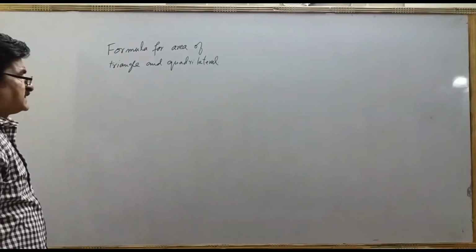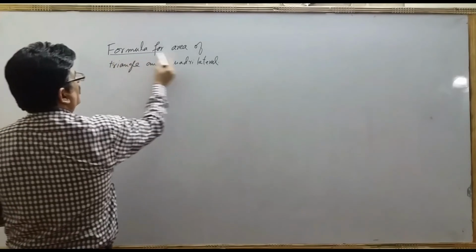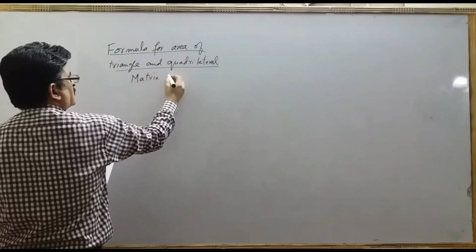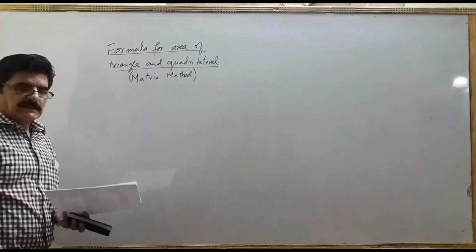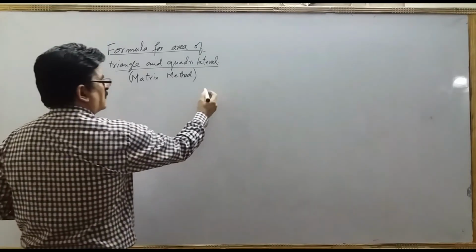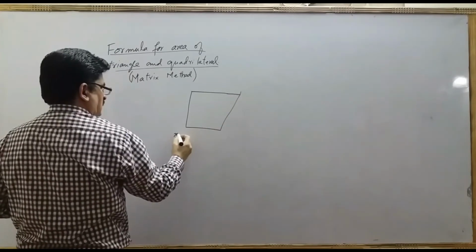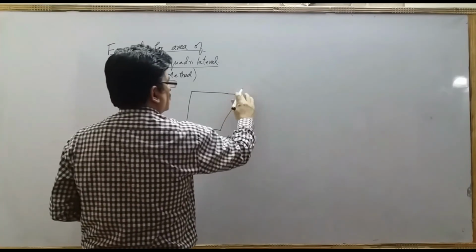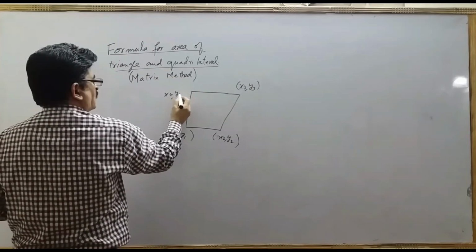Thank you. Next concept is formula for area of triangle and quadrilateral. This is also called matrix method. The advantage of this method is that you can find the area of any triangle and any quadrilateral. Now, for example, if you have a quadrilateral, say this is x1, y1, x2, y2, x3, y3, and this point is x4, y4.